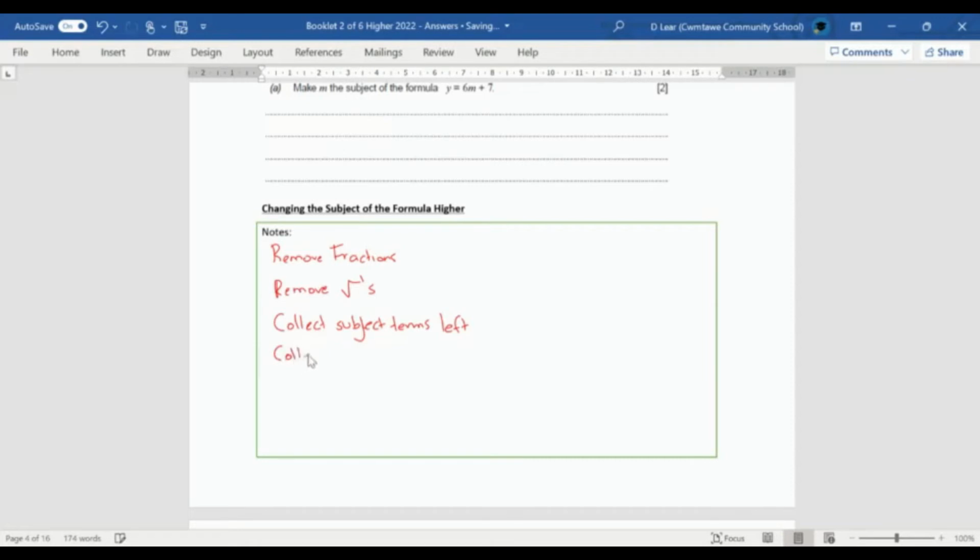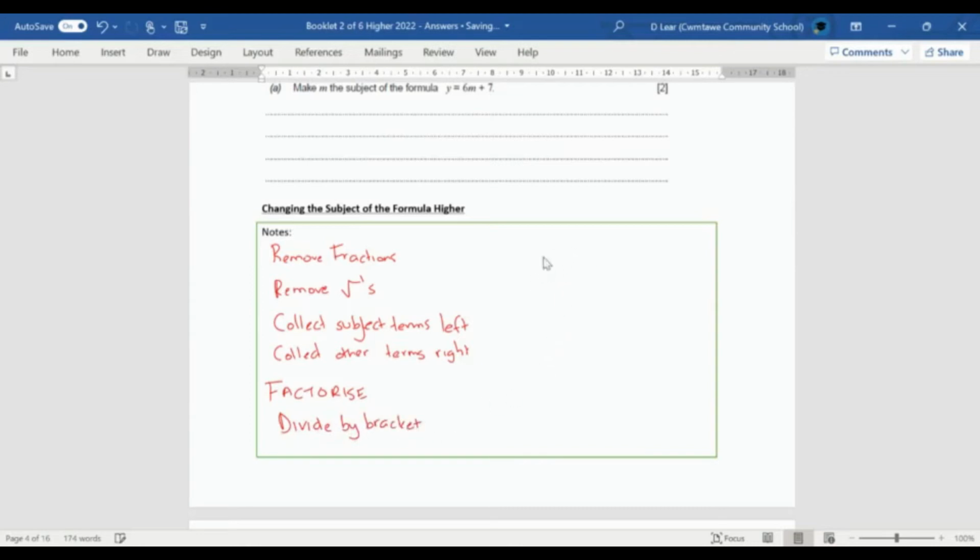Collect everything else, collect other terms on the right of the equals. And here comes the bit that makes it higher. Because there is more than one term contained in the subject, our next thing is to factorize, to take the subject out, and then divide by the bracket. And that won't make sense until we see an example.